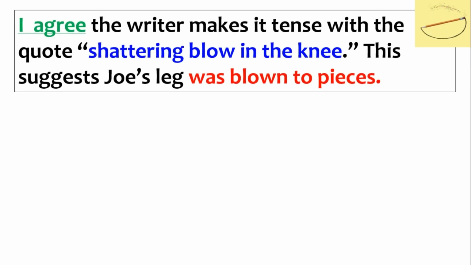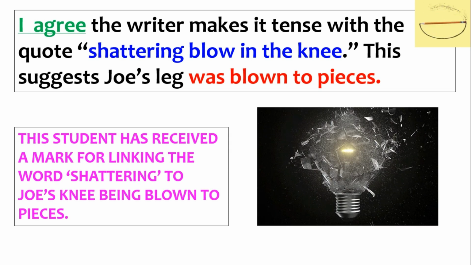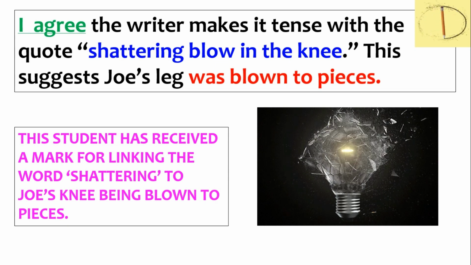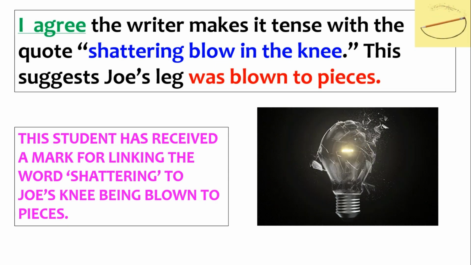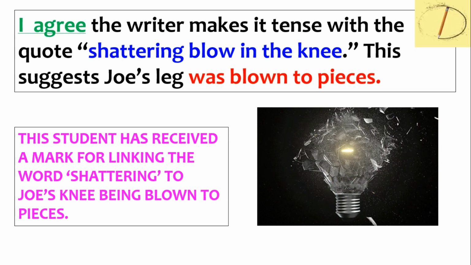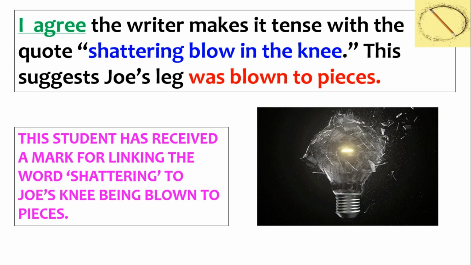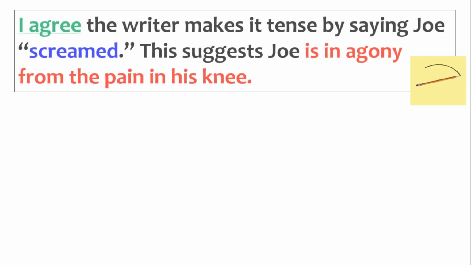So I've put, I agree the writer makes it tense with the quote, "shattering blow in my knee". This suggests Joe's leg was blown to pieces. So this student has received a mark for linking the word "shattering" to Joe's knee being blown to pieces. So my green is my link to my question, my blue is my quote, and my red is my explanation.